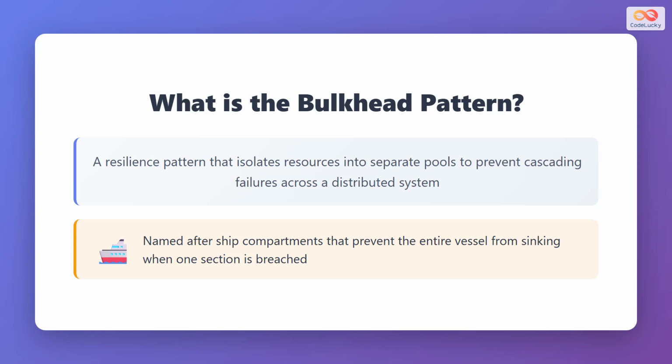The bulkhead pattern is a resilience strategy that isolates resources into separate pools to prevent cascading failures across your distributed system. Imagine a ship divided into watertight compartments. If one compartment gets breached, water stays contained in that section and doesn't sink the entire vessel. Similarly, when you partition your system resources, a failure in one component remains isolated and doesn't take down your whole application.